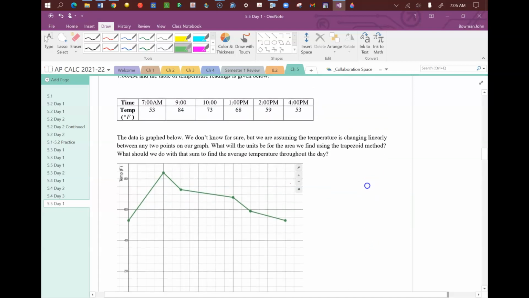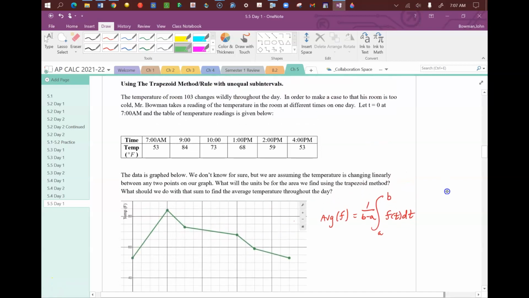So if you recall, the average temperature, or the average value of a function, is equal to the integral from a to b of f of t dt divided by the length of that interval. And so we're going to estimate the integral, and then we're going to divide it by the length of that interval to estimate the average temperature in my classroom on this particular day.